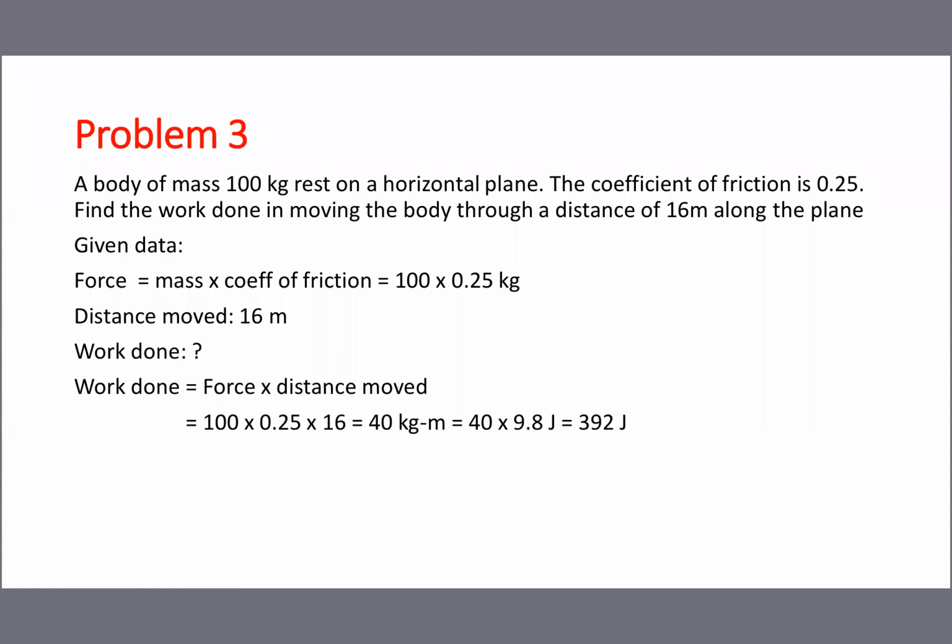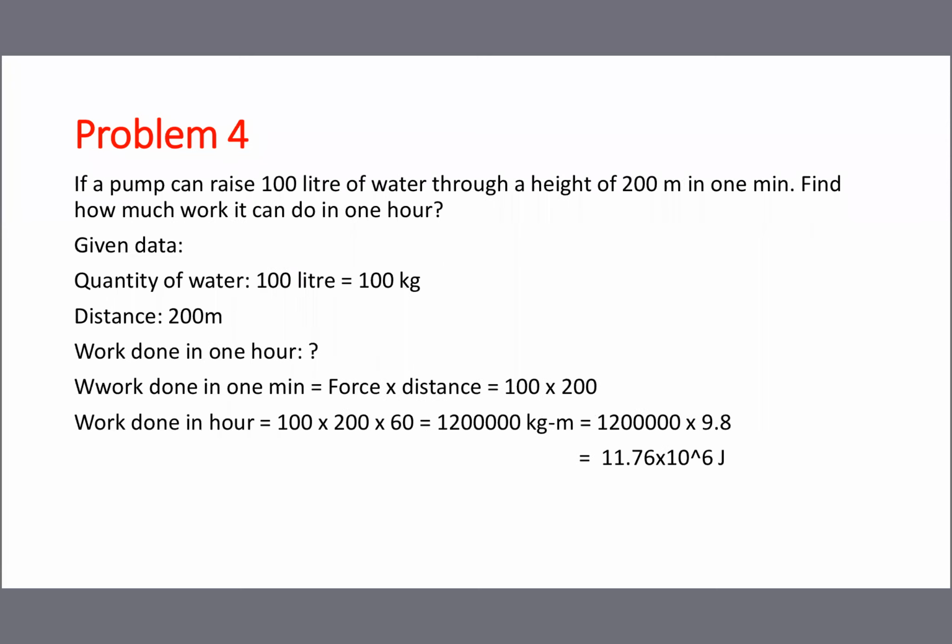Distance as usual, 16 meter is given. You apply the formula. Work done is equal to force into distance moved. 100 into 0.25 into 16 gives 40 kg meter. If you want it in joule, multiply with 9.8, which gives 392 joule. Standard, I am always converting into the standard unit. But both answers are right. The 40 kg meter answer is right, and 392 joule is also right. Go to problem number 4.